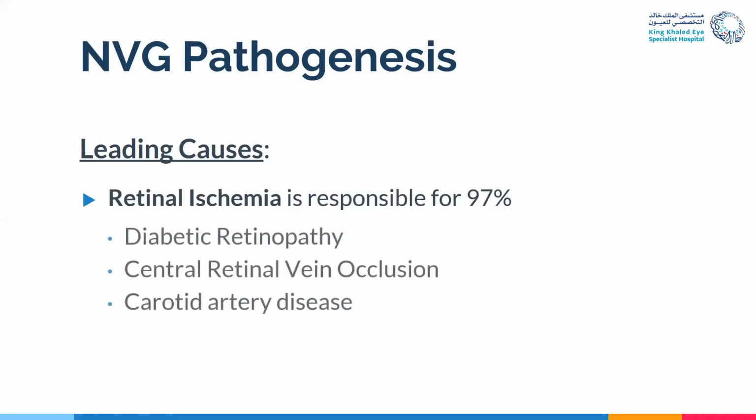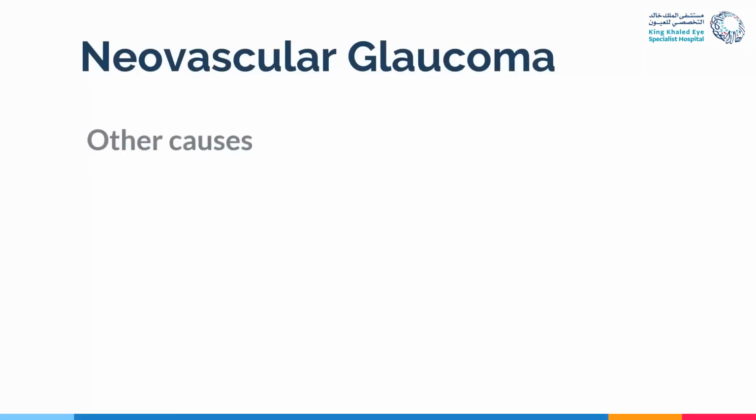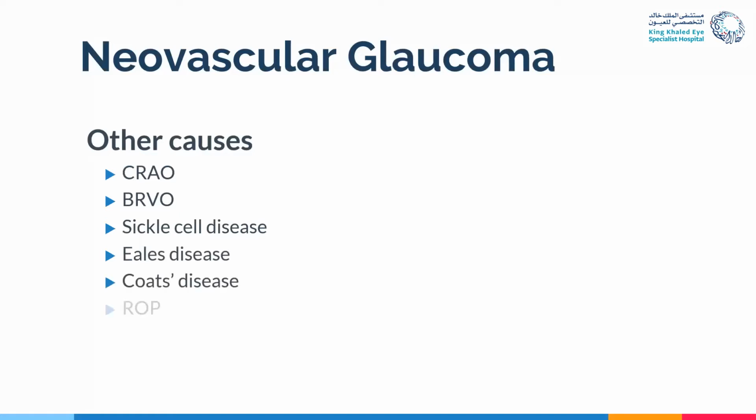The retinal ischemia can happen due to diabetic retinopathy, intravenous occlusion, coronary disease. These are the most common causes, but of course, there are other causes like central retinal artery occlusion, central retinal vein occlusion, branch vein occlusion, and sickle cell disease, Eales disease, Coats disease, ROP, retinopathy of prematurity, chronic uveitis, intraocular tumors, and radiation, and so on.